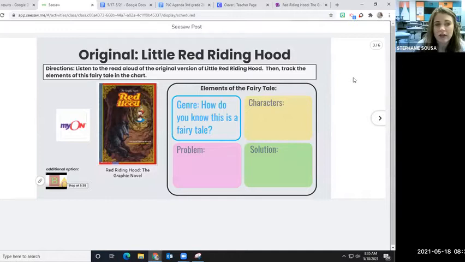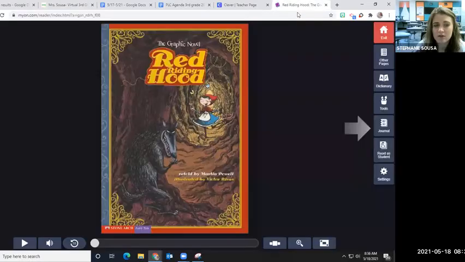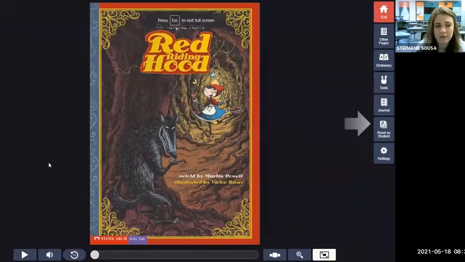Today, we're going to take a look at Little Red Riding Hood, the original version, through a graphic novel, through a comic. I want you to pay attention to who are the characters, what is the problem, and what is the solution. Okay? So sit back, get comfy, enjoy, listen, and here we go.